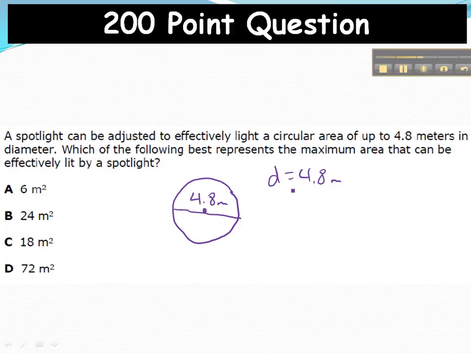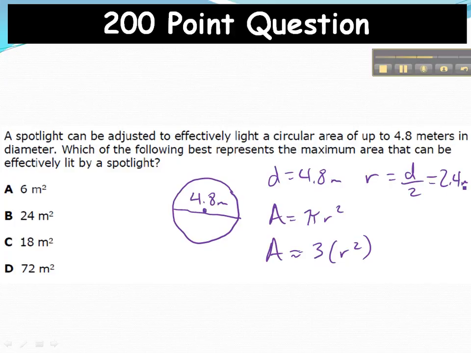Which of the following best represents the maximum area that can be effectively lit by a spotlight? So area equals pi r squared. Since we have a multiple choice question, we can estimate and say area is approximately equal to 3 for pi times r squared. And we don't have the radius, so we have to divide the 4.8 by 2. Radius equals diameter divided by 2, and that gives us 2.4 meters.